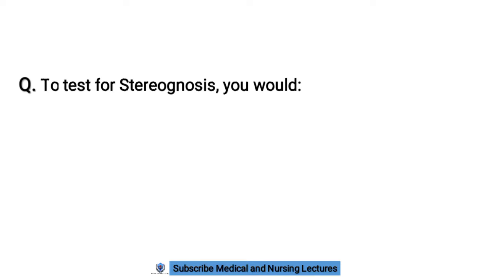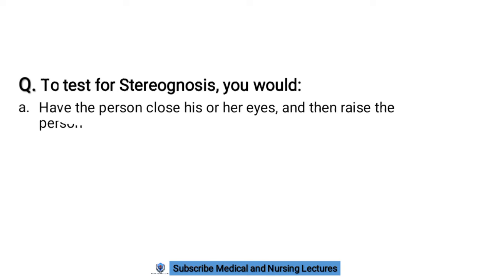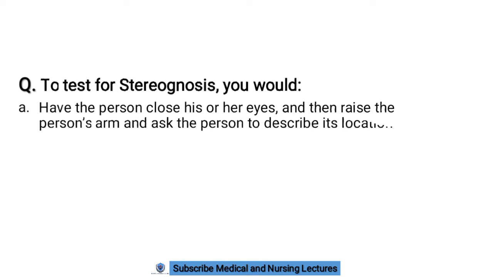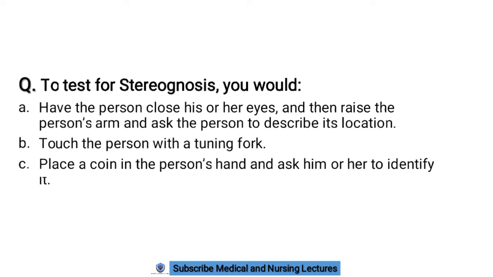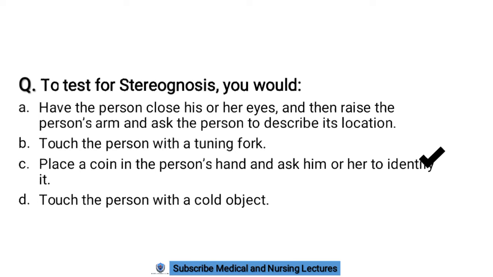For the test for stereognosis, you would: option A, have the person close his or her eyes and then raise the person's arm and ask the person to describe its location; option B, touch the person with a tuning fork; option C, place a coin in the person's hands and ask him or her to identify it; option D, touch the person with a cold object. The correct option is option C. Place a coin in the person's hand and ask him or her to identify it.